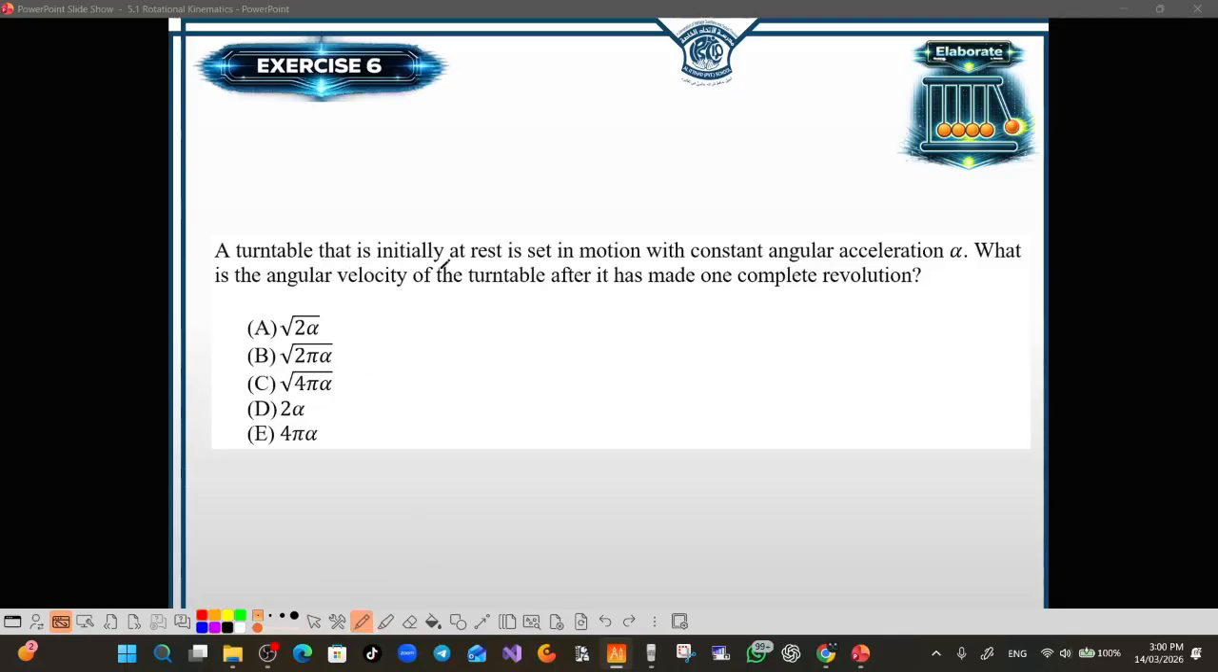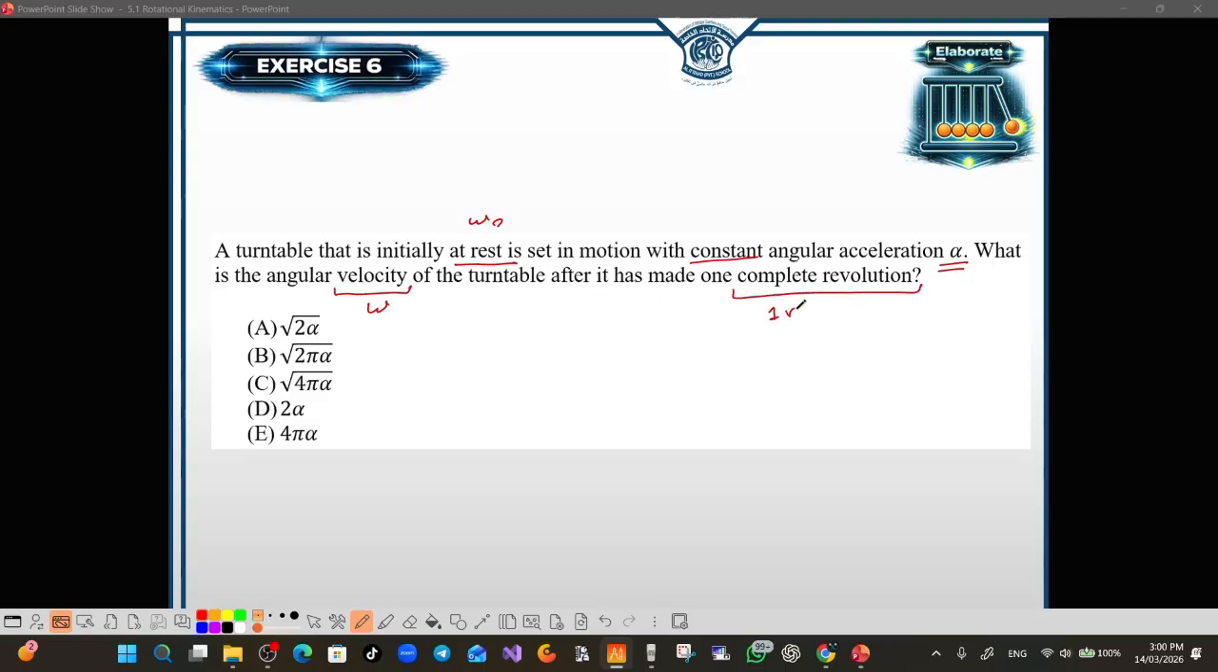The turntable that is initially at rest is set in motion with a constant angular acceleration alpha. So the initial velocity is 0, and alpha represents the angular acceleration, and this angular acceleration is constant. What is the angular velocity? We need to find the angular velocity omega of the turntable after it has made one complete revolution.